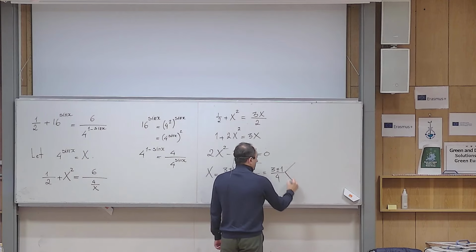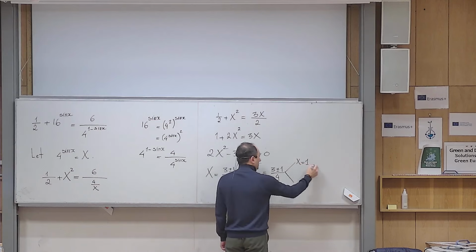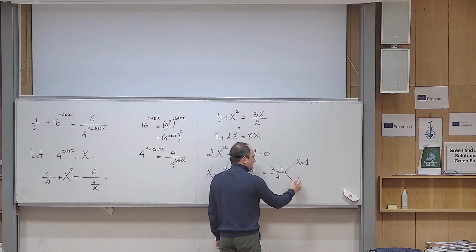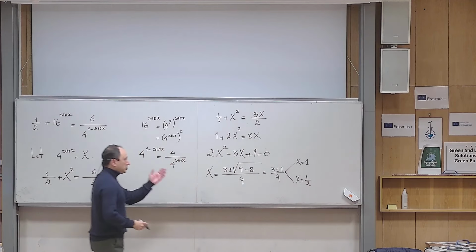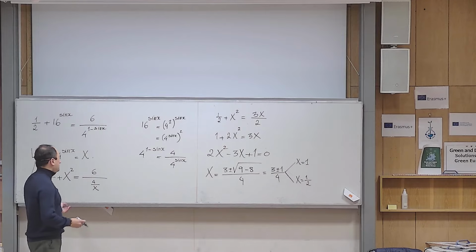And I get two values for x. 3 plus 1, 4 over 4, is 1. 3 minus 1, 2, 2 over 4, which is a half. Okay? But these are the values of the capital X. My goal is to find the little x. Okay, that's a very simple one.